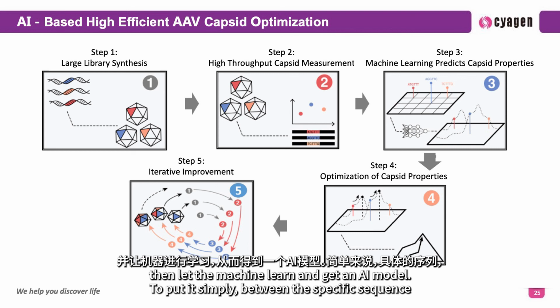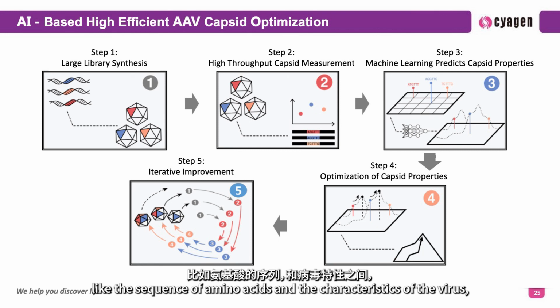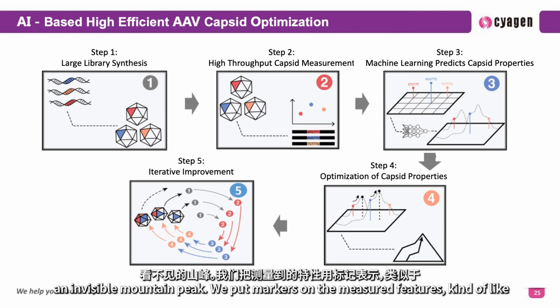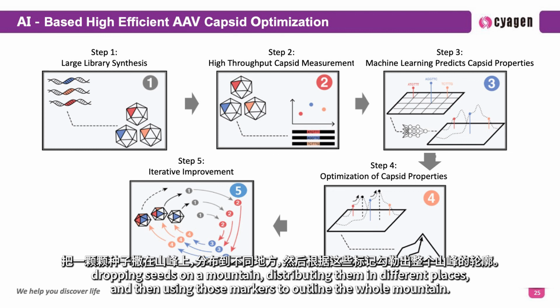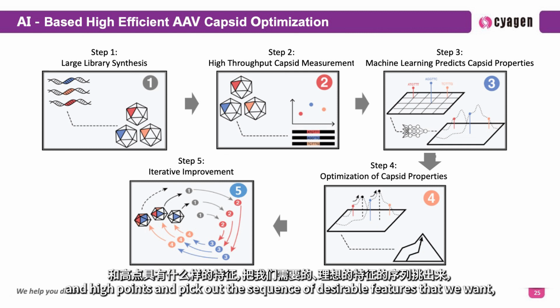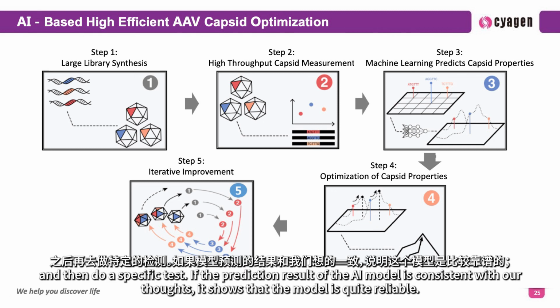To put it simply, between the specific sequence, like the sequence of amino acids, and the characteristics of the virus, there may be some features, akin to an invisible mountain peak. We put markers on the measured features, kind of like dropping seeds on a mountain, distributing them in different places, and then using those markers to outline the whole mountain. If the outline is fairly accurate, we can predict the characteristics of those low and high points and pick out the sequence of desirable features that we want, and then do a specific test.